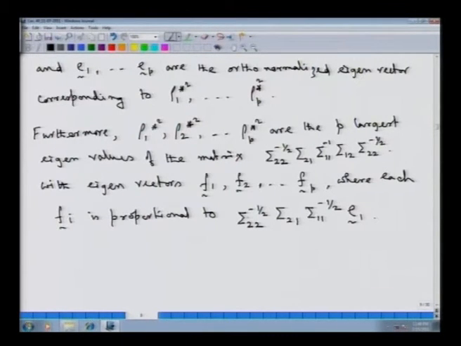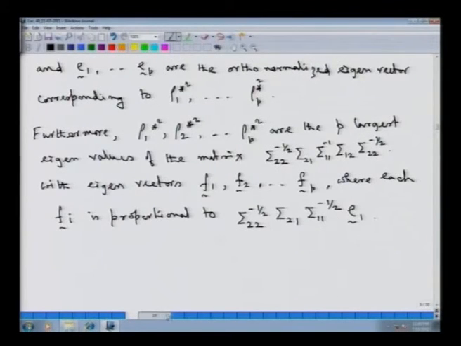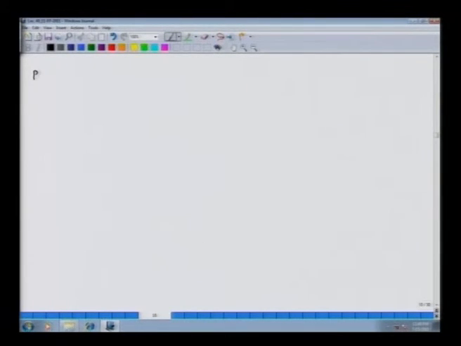Now, this proportionality constant can be easily computed by noting that the norm of Fi's should be equal to 1, right. So, this is the entire result which tells us what is actually the first pair of canonical variables, right. We will look at proving this particular result because it is a fundamental result in canonical correlation analysis.